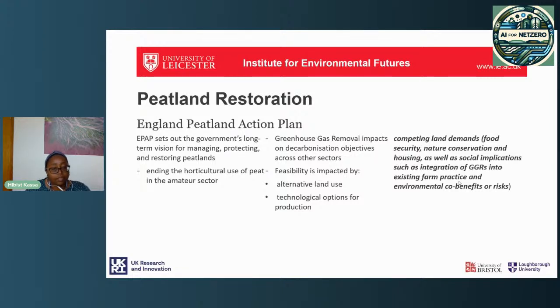So the England Peatland Action Plan sets out the government's long-term vision for maintaining, protecting and restoring peatlands. What would be of interest in relation to the crafting of this digital twin is that there are, of course, competing land demands in terms of food security, nature conservation, as well as others, such as housing. And all of this has social implications. For policymakers, it's a challenge to weigh the co-benefits or the risks posed by decisions that are made on land use and land use change.